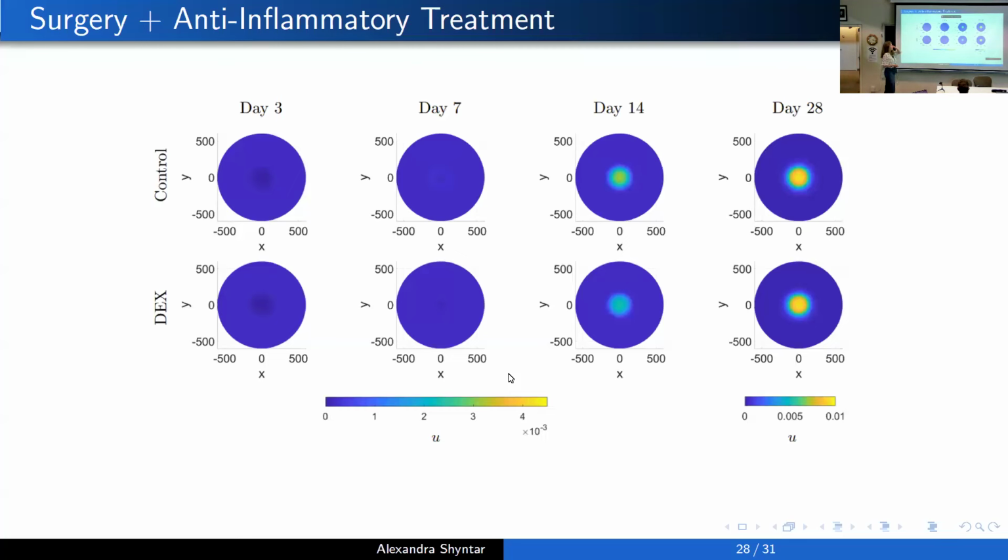So the control is in the top row and the treatment is in the bottom row. On day 7, it is lower than the control, but again, you can't really see. And then on day 14, it starts catching up to the original density. So it is still lower, but it's close. And then on day 28, it is virtually the same. So it's not quite what is seen in the experiments, but it's a similar trend.